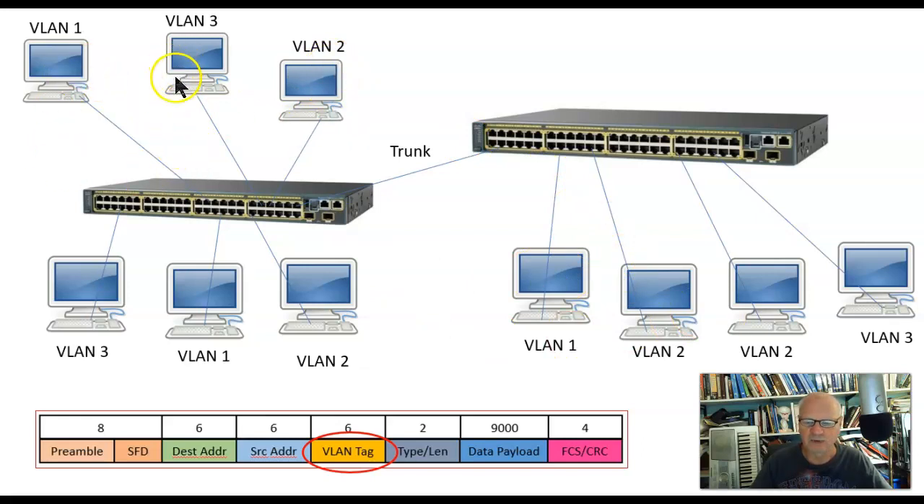Likewise with VLAN 3, I've got one over here, I've got one over here, I've got another one down here. Those can talk among themselves, but they can't talk to VLAN 1 or VLAN 2. Now, there are ways in which we can do that. We could add a router to one of these ports and use that router to route from one subnet to another subnet. That would be perfectly valid to do.